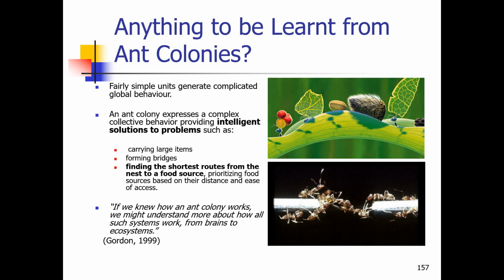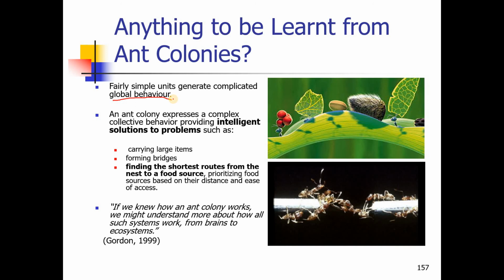So basically the idea over here is that in optimization techniques, we try to learn something from how the ant colonies live, how they live together in a very big society or a colony. So fairly simple units, they are very simple. Ants themselves are very small, weak, and these simple units generate some complicated global behavior based on their collaboration. So they work together and they produce some behavior which is not so simple.